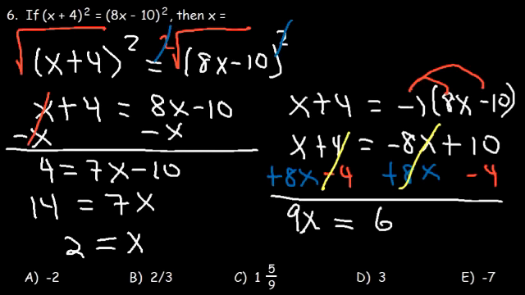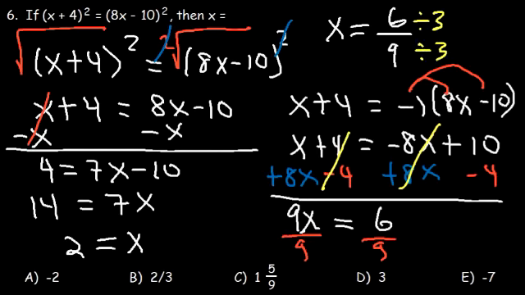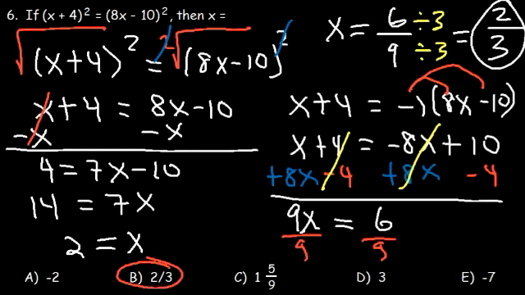So next, we need to divide both sides by 9. So therefore, we could see that x is equal to 6 over 9. And if you divide both numbers by 3, since they're both divisible by 3, you can get a reduced fraction. 6 divided by 3 is 2. 9 divided by 3 is 3. So x is therefore equal to 2 over 3, or 2/3. So B is the right answer for this problem.